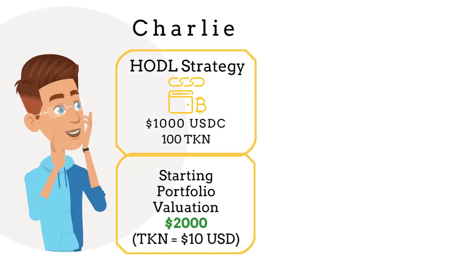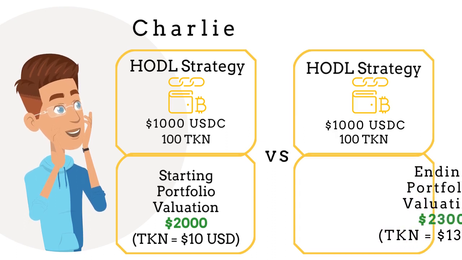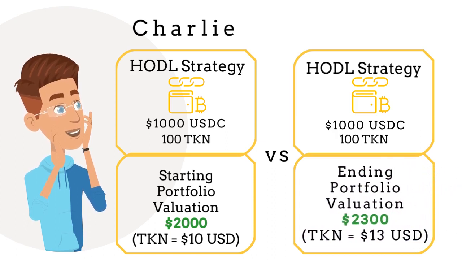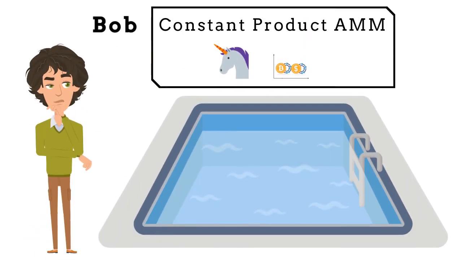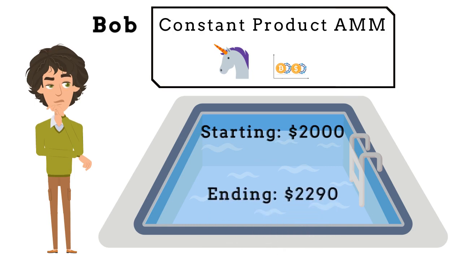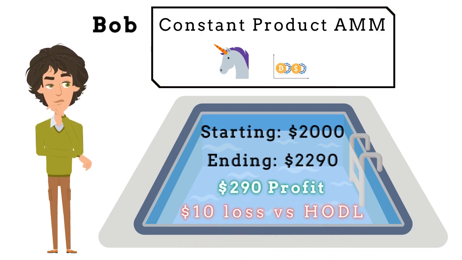Charlie chose a HODL strategy. At the end of the simulation, TKN was valued at $13 per TKN, giving Charlie an ending portfolio valuation of $2,300, a $300 profit. Bob deposited his USDC and TKN to a constant product AMM liquidity pool. He started with $2,000. He ended at $2,290, a $290 profit, but a $10 loss versus HODL.